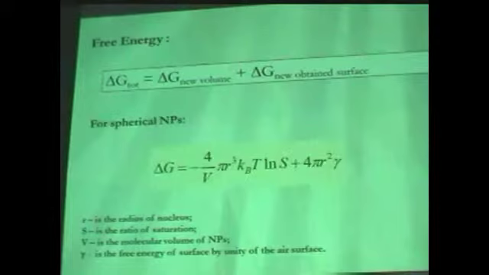The free energy of our reaction, delta G, is the sum of two terms: the delta G of the new obtained volume, and the delta G of the new obtained surface. For spherical nanoparticles, the delta G of new volume is minus 4 divided by V, where V is the molecular volume of nanoparticles, πR cubed, where R is the radius of the nucleus, times the Boltzmann constant, temperature, and logarithm of S, where S is the saturation ratio, plus the second term, the delta G of the new obtained surface, as 4πR squared gamma, where gamma is the free energy of surface per unit of area.